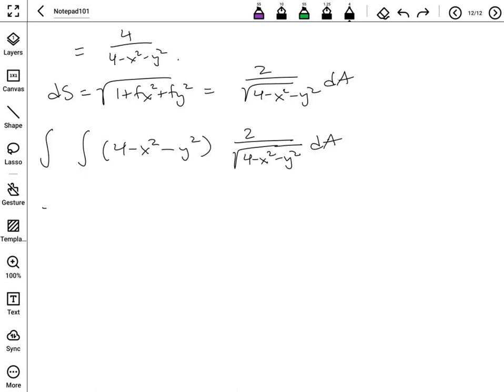Simplifying things, I can bring my 2 outside. I'm going to have some bounds that I haven't decided what they are yet. And then 4 minus x squared minus y squared divided by square root of that is just going to leave behind a root 4 minus x squared minus y squared dA. That seems like a really hard thing to integrate.